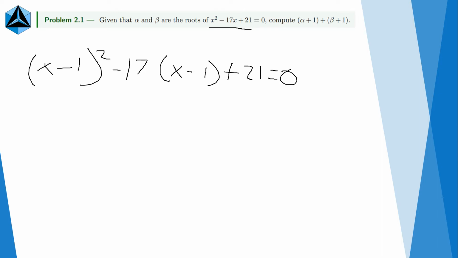And then if we substitute alpha plus 1 into this polynomial, then what happens is that we see that it becomes alpha squared minus 17 alpha plus 21. Well, that's exactly what we have up here. And so alpha plus 1 has to be a root of this polynomial. Likewise, if we plug in beta plus 1, we get the same thing. So this polynomial has roots alpha plus 1 and beta plus 1.